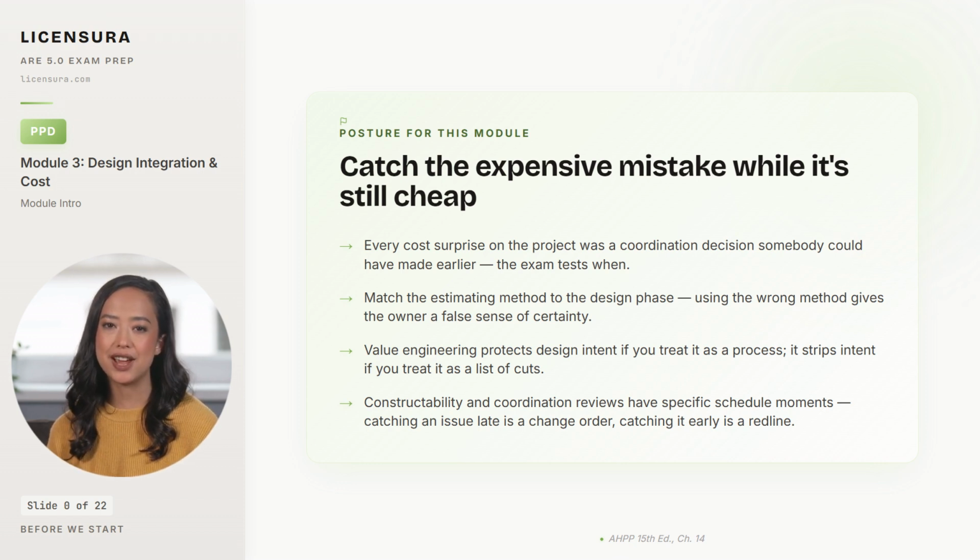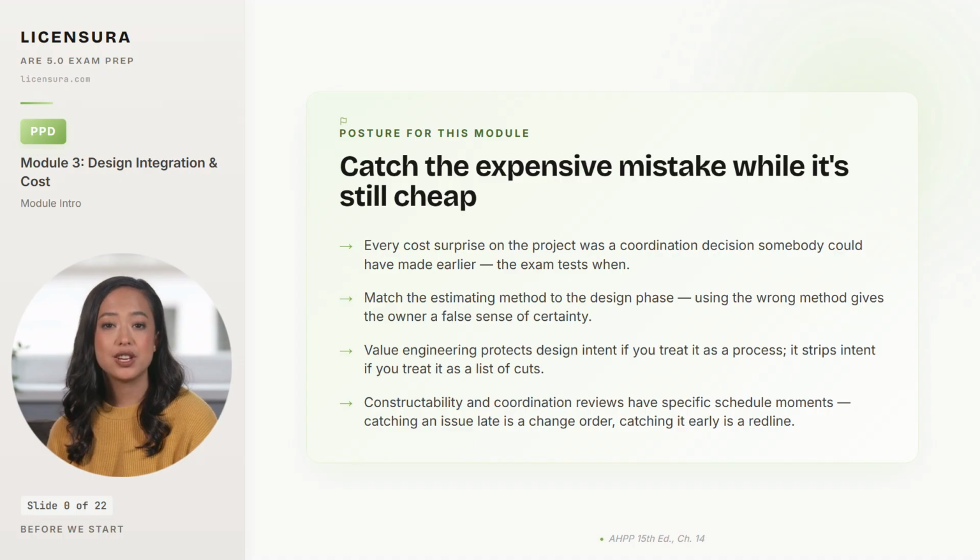Second, the estimating method has to match the design phase. Using a square foot estimate when the design is detailed enough for an assembly's estimate gives the owner false precision, and using an assembly's estimate too early gives the owner false certainty. Third, value engineering is a process, not a list. The disciplined version asks what function each component performs and whether a cheaper alternative performs the same function, and design intent survives. The undisciplined version is just budget cuts.